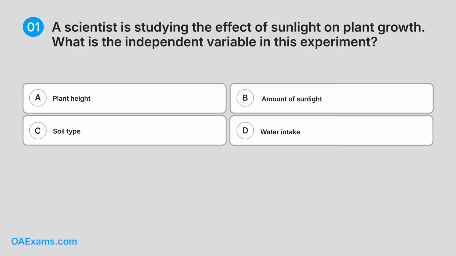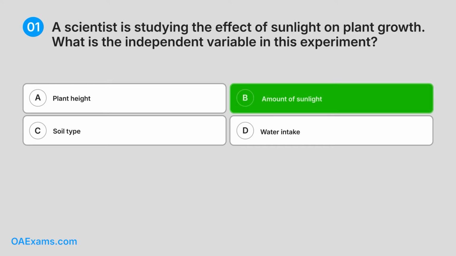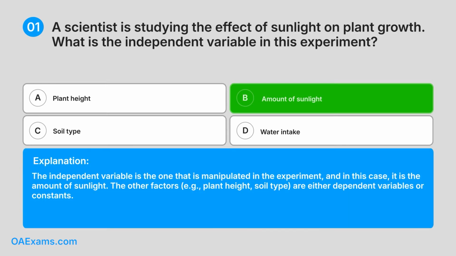Correct answer: B. Amount of sunlight. Explanation: The independent variable is the one that is manipulated in the experiment, and in this case, it is the amount of sunlight. The other factors, for example, plant height and soil type, are either dependent variables or constants.